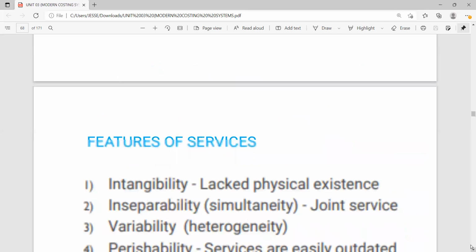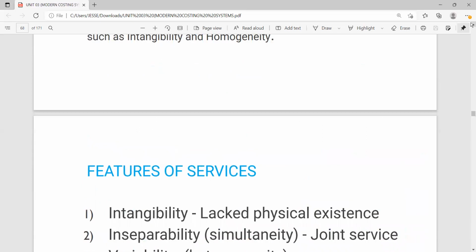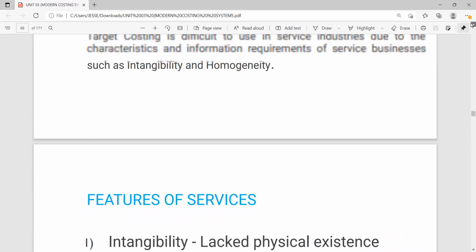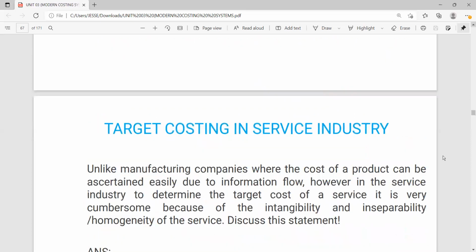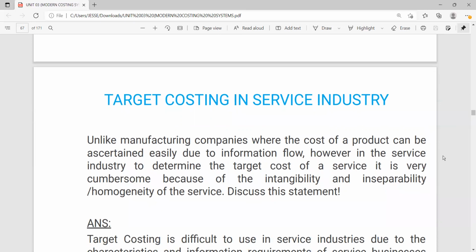Now let's look at target costing in the service industry. Unlike manufacturing companies where the cost of the product can be ascertained easily due to information flow, in the service industry there are a lot of intangibles. To determine the target cost of a service is very cumbersome because of the intangibility and inseparability or homogeneity of the service.